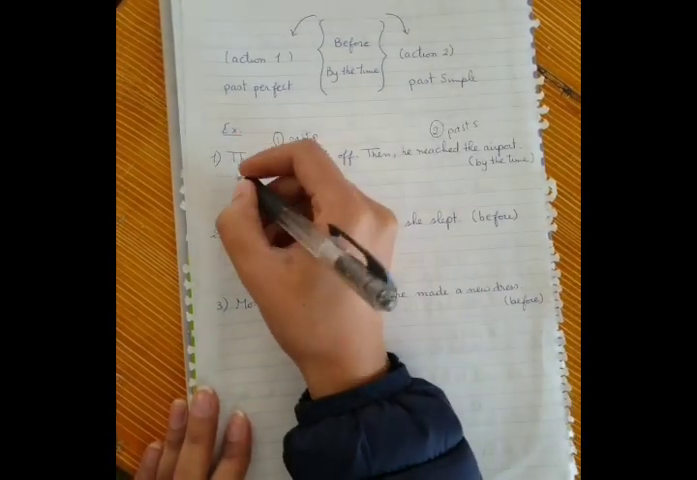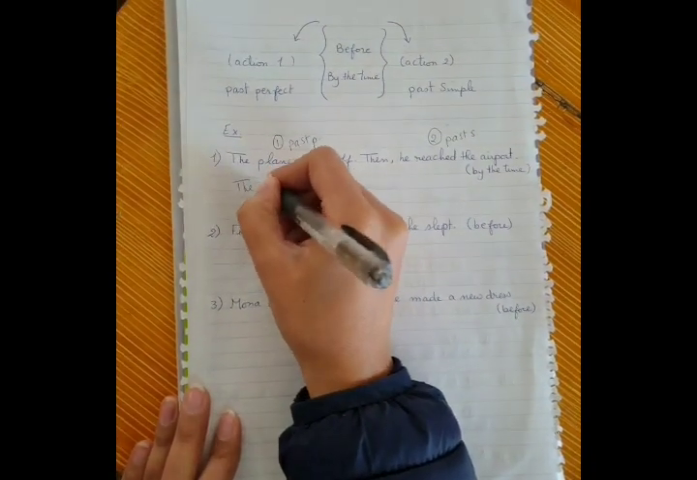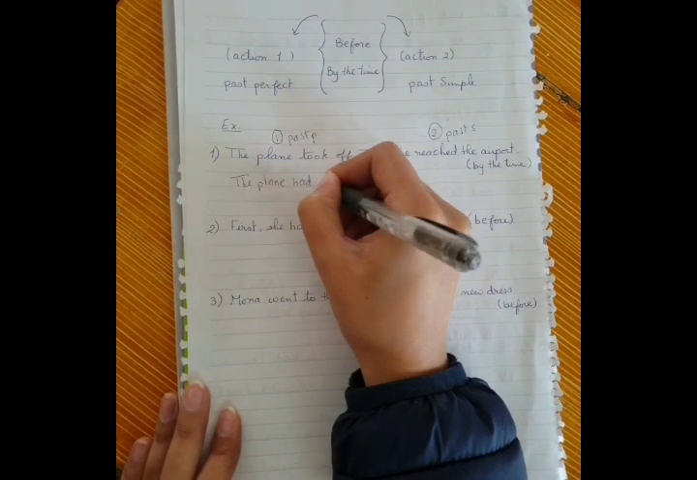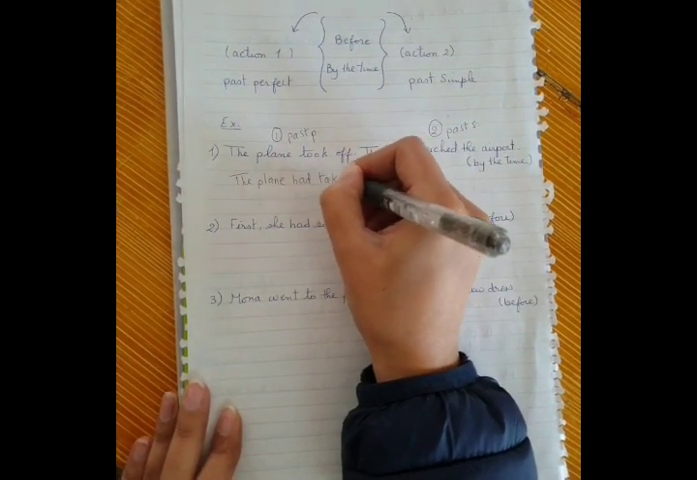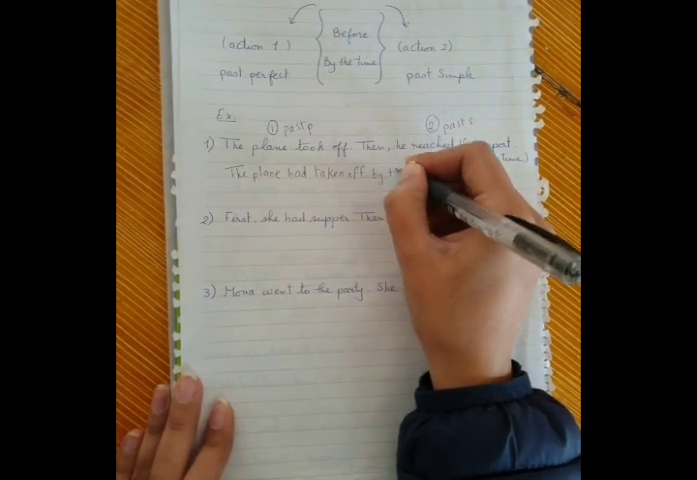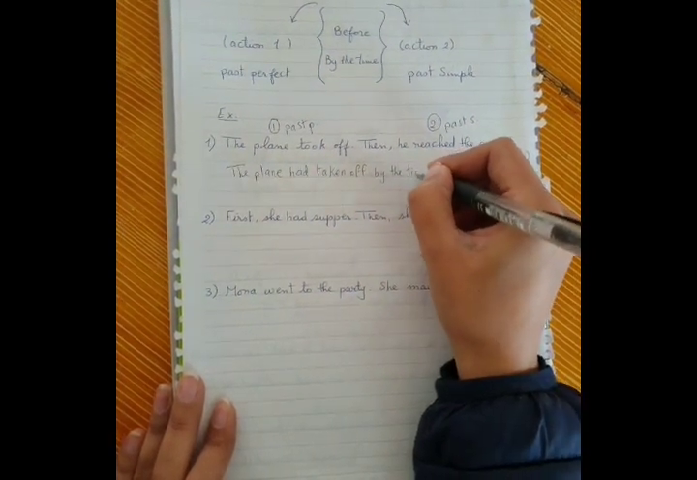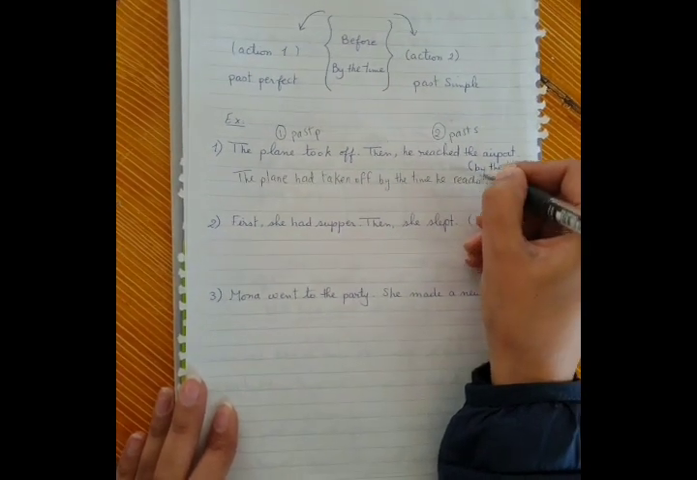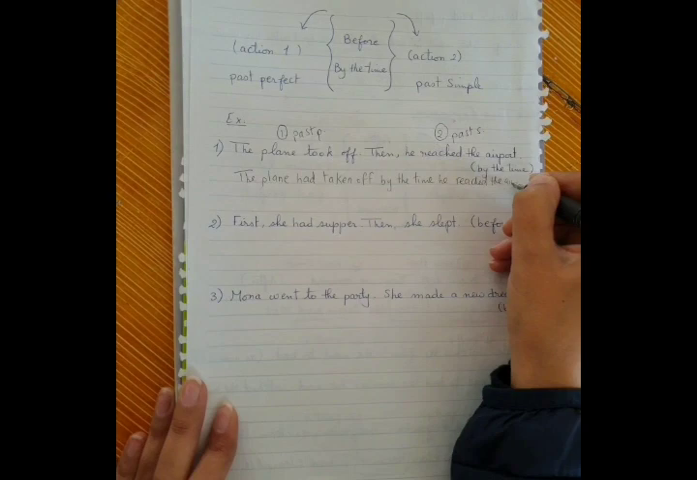By the time. So action 1, by the time, action 2. Action 1 will be the plane had taken off, by the time he reached the airport.